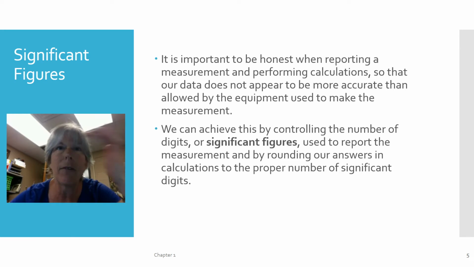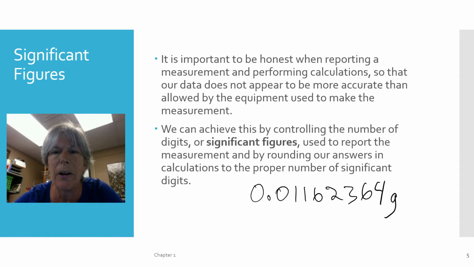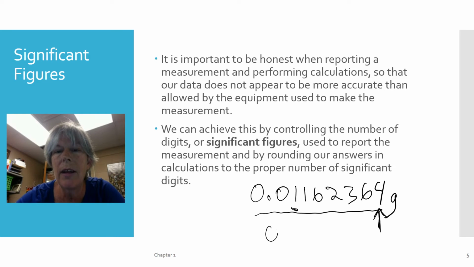So for example, if I took two measurements in lab and then I divided them and I got a number something like 0.0116236 grams when I divided those on my calculator, I probably wouldn't leave that whole answer, because chances are I don't have a scale that actually measures to this small of a place in grams. So let's say I have a scale that measures to the hundredths place. Then what I would do is round to the hundredths place, and I would end up just writing 0.01 grams.